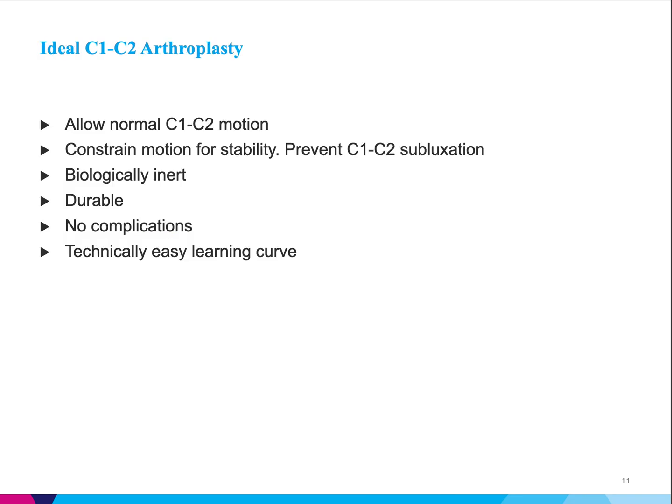Conceptually, if we think about what the ideal C1-C2 arthroplasty would look like, or what it would require, the ideal arthroplasty would allow normal C1-C2 motion. It would also, just as importantly, constrain motion for stability. And when we talk about C1-C2, the main movement that we're trying to prevent is C1-C2 subluxation. This is where the C1 vertebra is translating anteriorly relative to C2, and the consequence of that is that you can compress or injure the spinal cord.